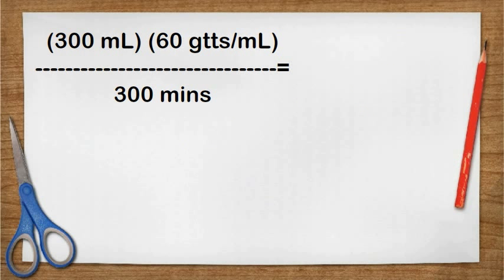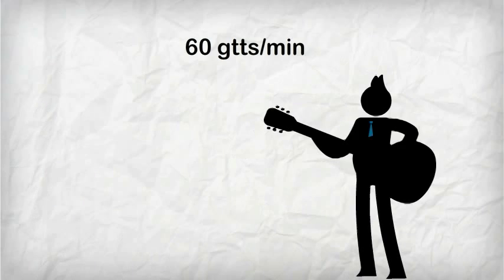We know that 300 milliliters is to be infused. Now we times that by the drop rate, which is 60 drops per milliliter, divided by the time. In this case, that would be 300 minutes because of the conversion of 5 hours into minutes. After all the solving, you should get an answer of 60 drops per minute.